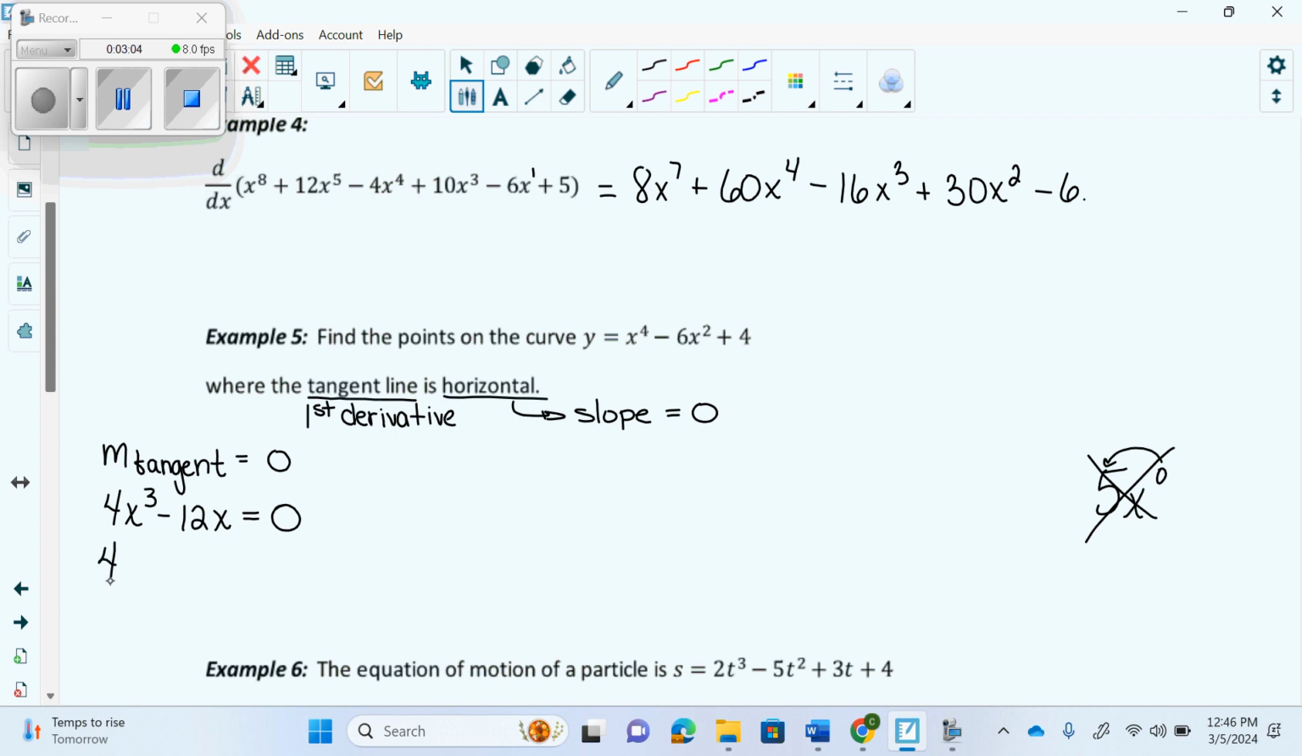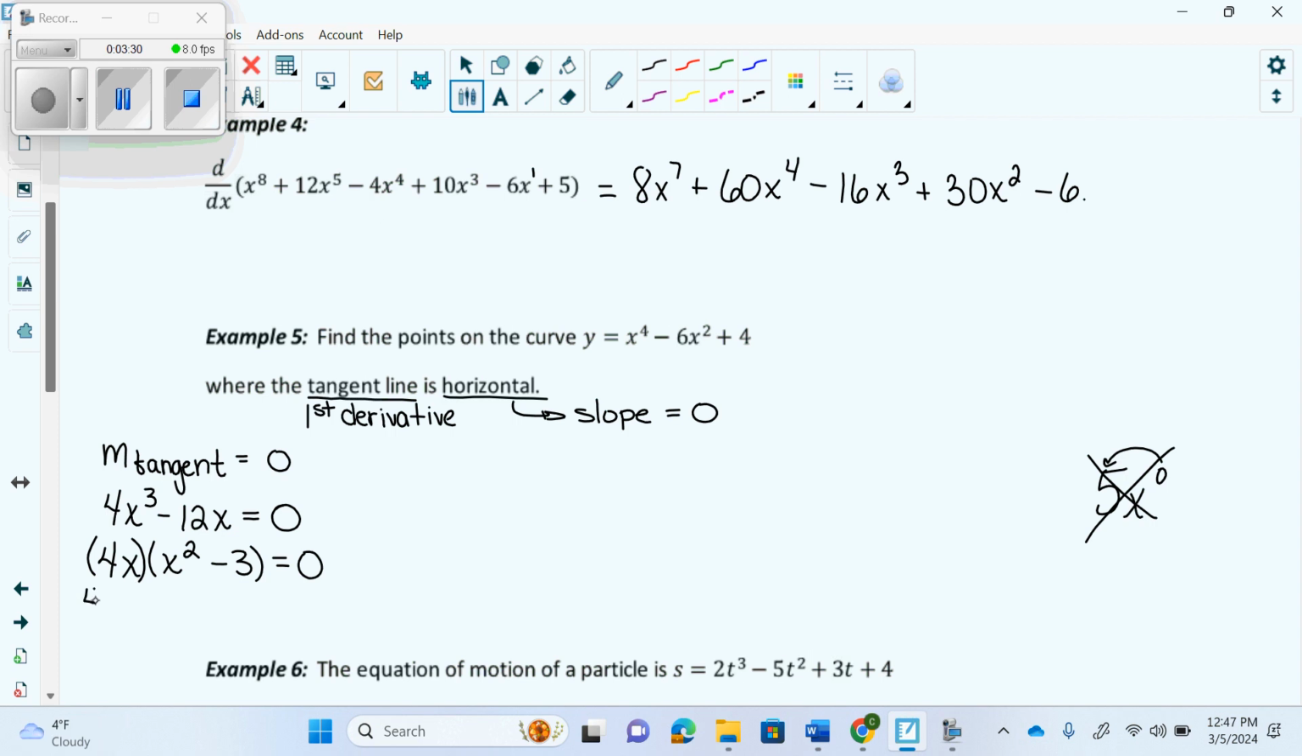Take a 4x out, and I'm left with x squared minus 3. Now I have to find the x values where those exist, right? So in grade 11, we were taught to take each of the factors after you factored it, in this case GCF, set them equal to 0 and solve, correct?